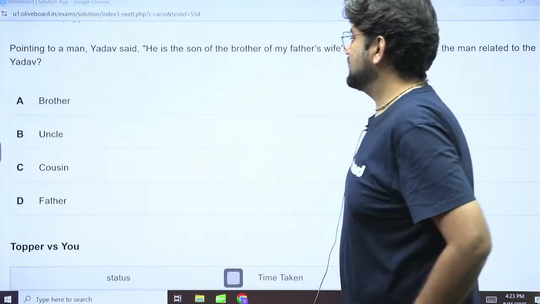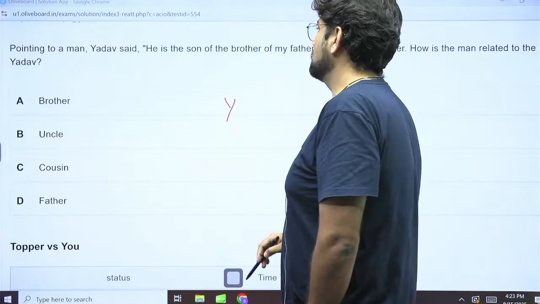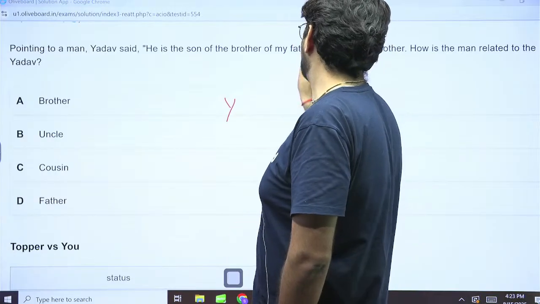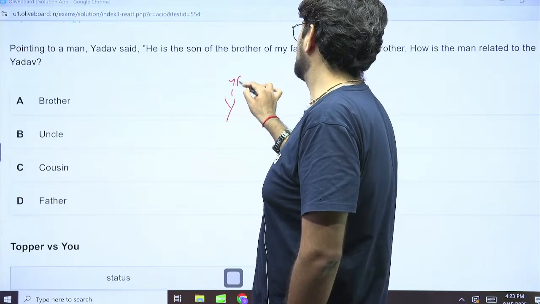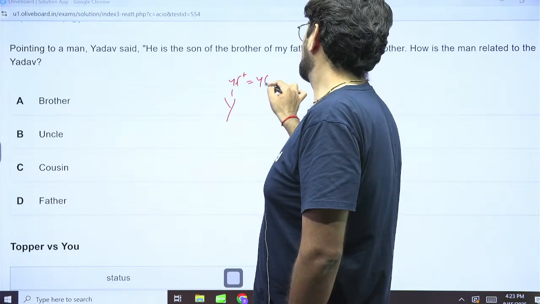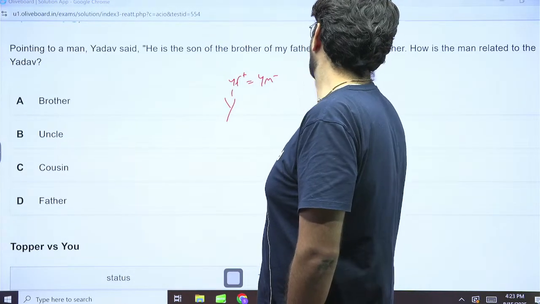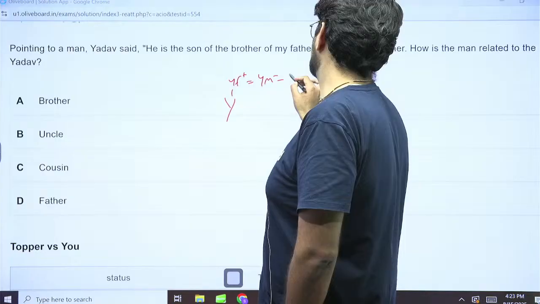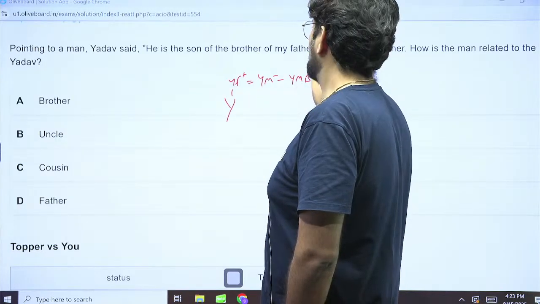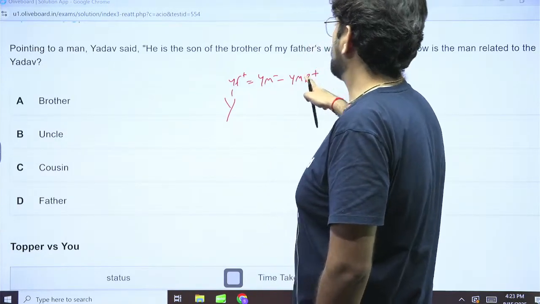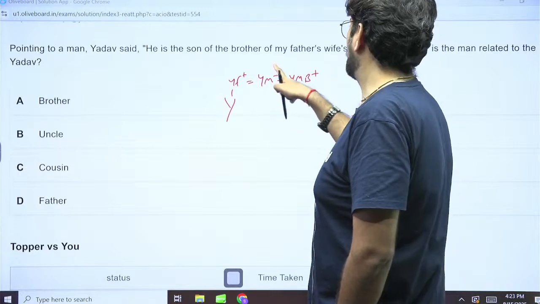Pointing to a man, Yadav said, "He is the son of the brother of my father's wife." So we'll start with Yadav. Yadav's father, and that is Yadav's mother. Let's write it like this only. My father's wife's elder brother, so this is Yadav's mother's brother. He is the son of the brother of my father's wife's elder brother.